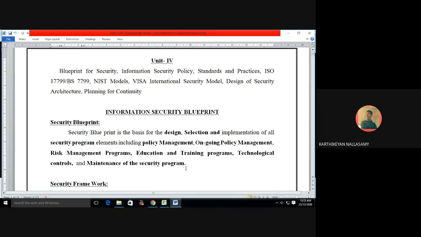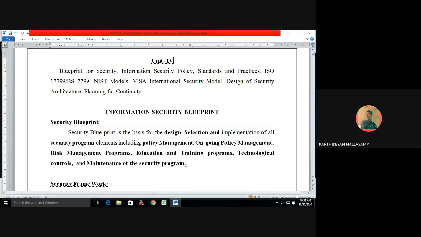The security blueprint is always defined by top management. It means only the top level of management should define the security blueprint. They must also define what is going to be done and what procedure they are going to follow for securing the information. The blueprint defines the different kinds of policies, provides proper training and education and awareness to employees, provides different kinds of controls, and also identifies risk assessment and risk management systems.